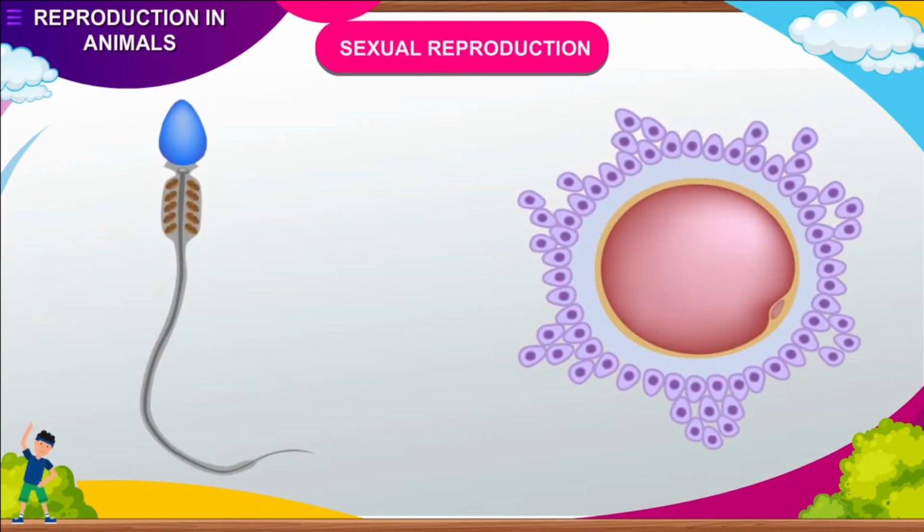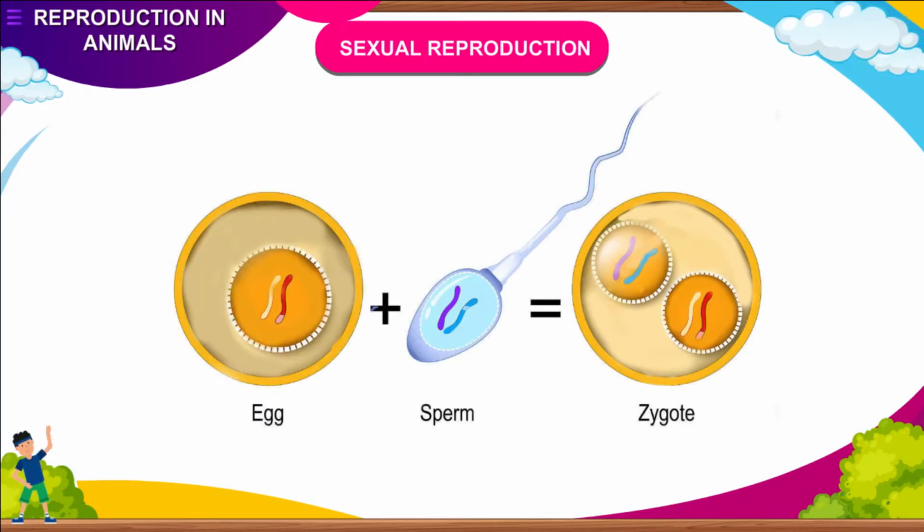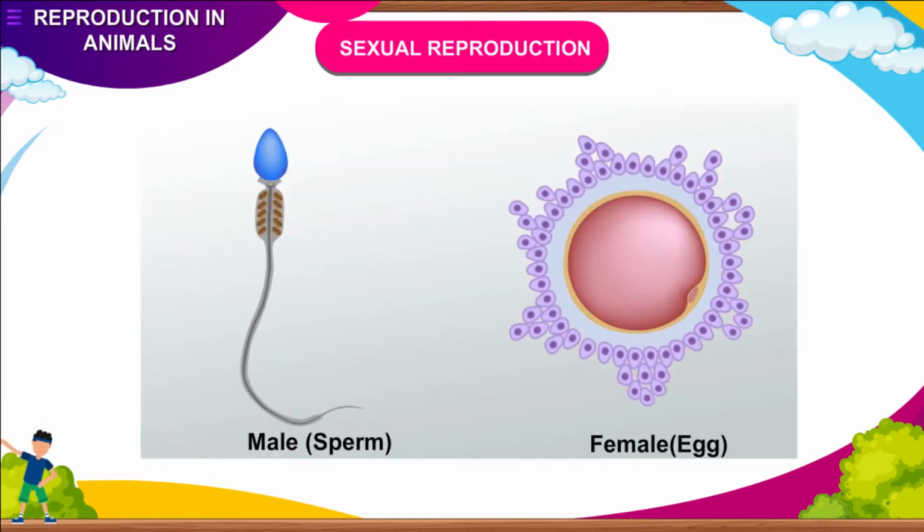Sexual reproduction. Like plants, the reproductive parts in animals also produce gametes that fuse to form a zygote. It is the zygote that develops into a new individual. This type of reproduction, beginning from the fusion of male and female gametes, is called sexual reproduction. Most of the animals reproduce sexually.